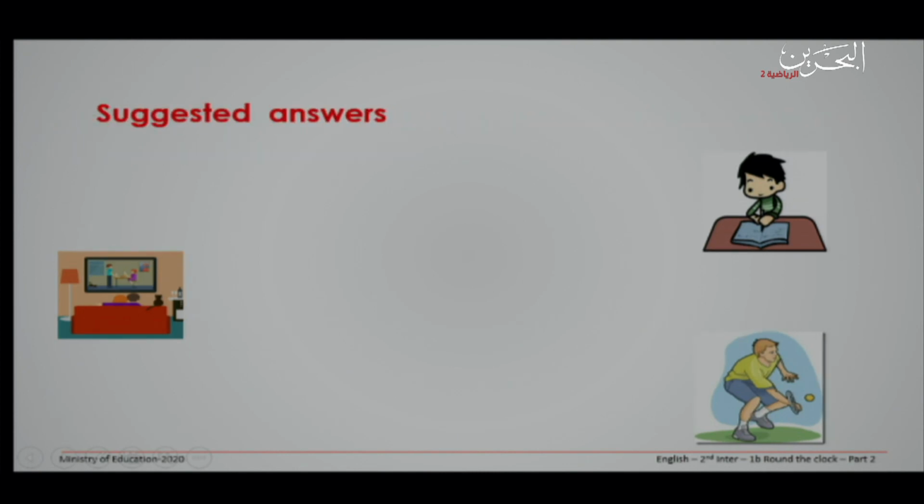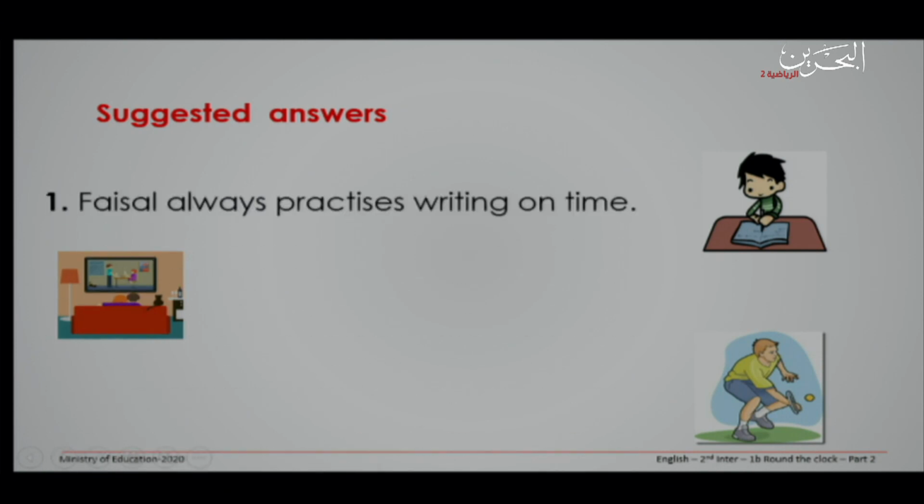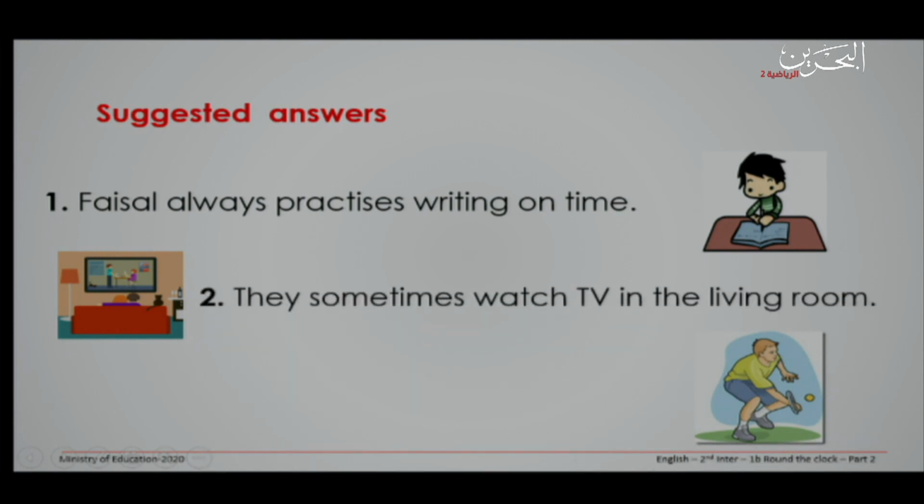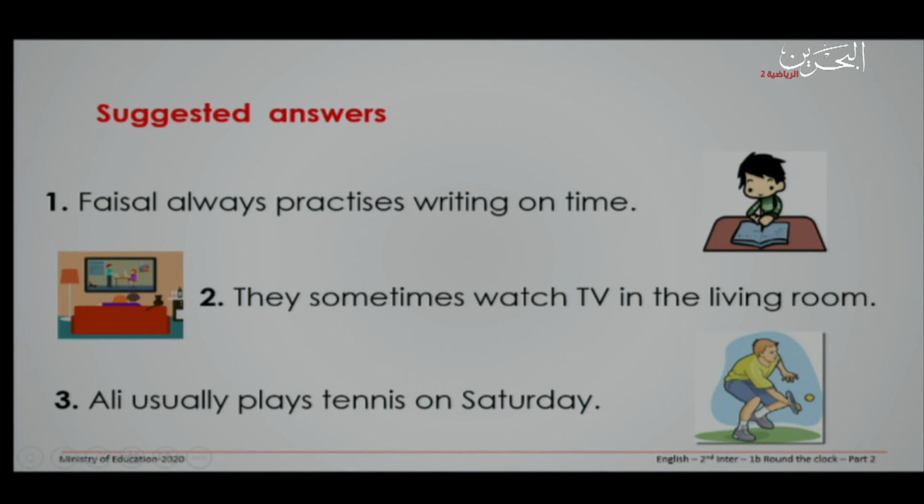Now, these are suggested answers. Number 1, Faisal always practices writing on time. Number 2, they sometimes watch TV in the living room. Number 3, Ali usually plays tennis on Saturdays. Well done for completing the first task.